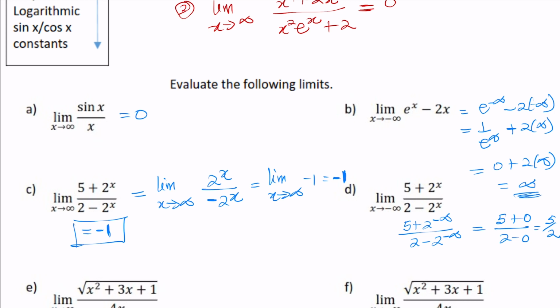Now, someone will ask, why didn't we do direct substitution here? The reason is, if you do direct substitution here, you're going to end up with infinity over infinity. You're going to get 5 plus infinity, which is infinity, divided by 2 minus infinity, which is still infinity. And that is indeterminate as well. So we have to look for the end behavior model. And this gives us the end behavior model. It cancels out. We have -1. The answer is -1.